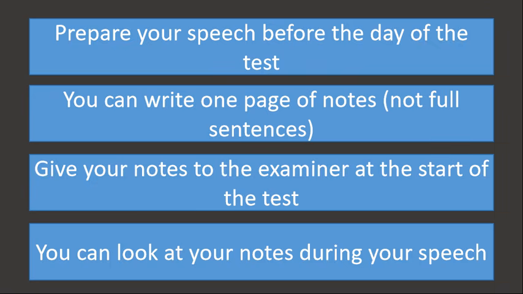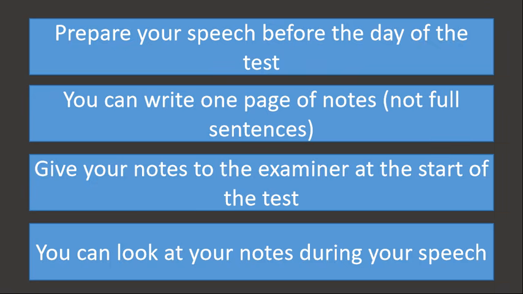When it says 1 page of notes, that's 1 side of an A4 piece of paper, and you can either write them by hand or you can do it on a computer and print it out. Although it does say if you use a computer, the font size must be 12 or above. So you can't have a page with lots of tiny little writing on there.